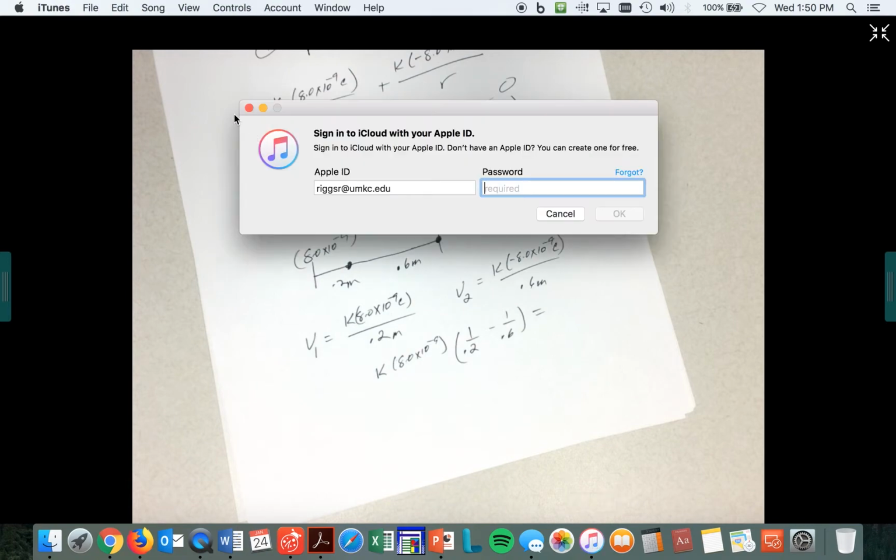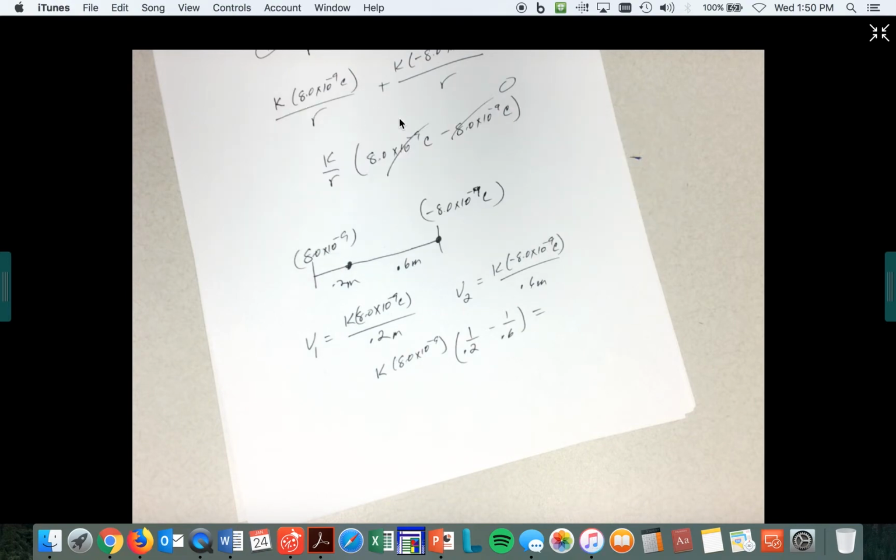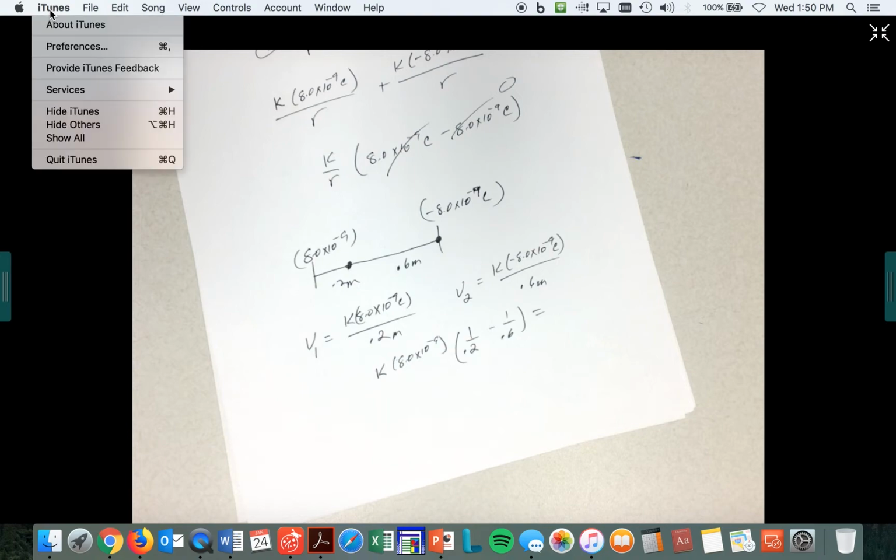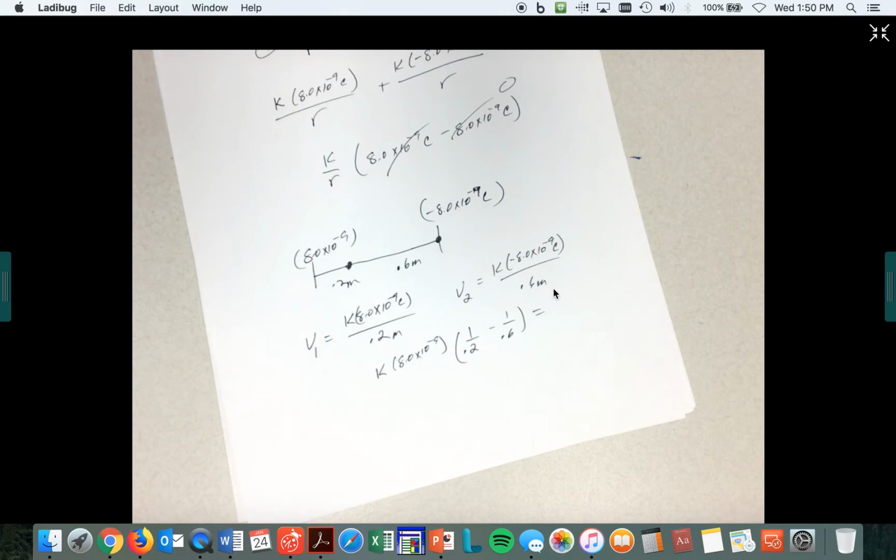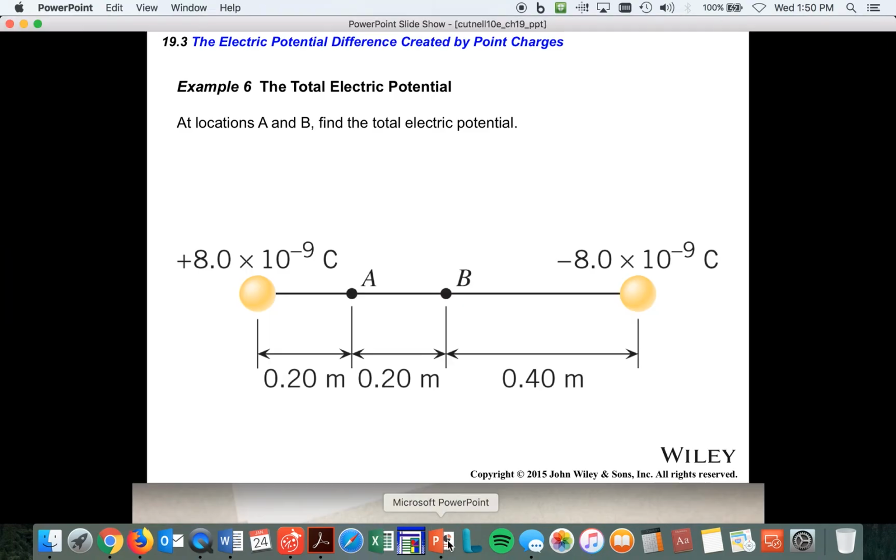Why does this iTunes keep coming on, driving me nuts? I hate it. I hate iTunes anyway. iTunes, yeah, I got your iTunes right here, dog. Anyway.